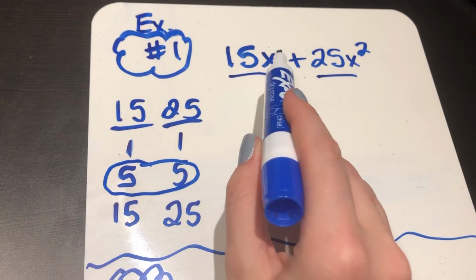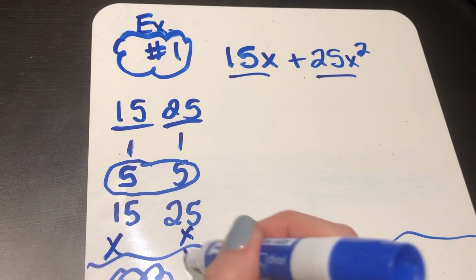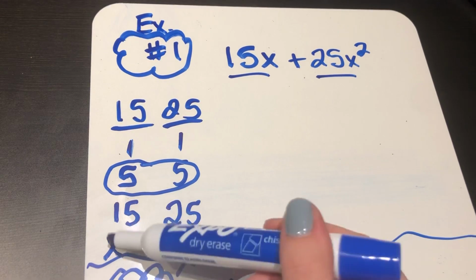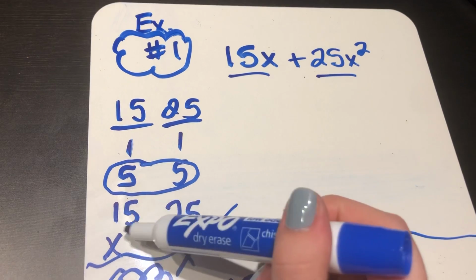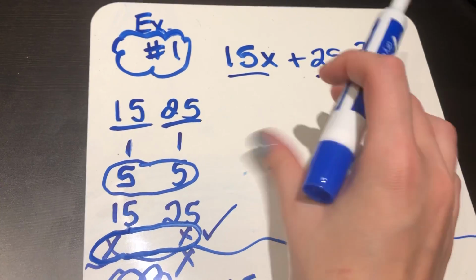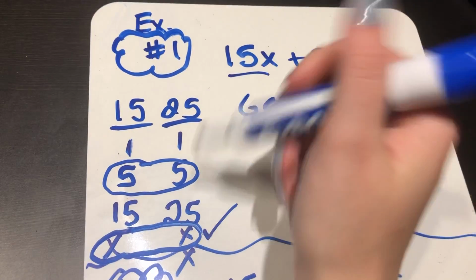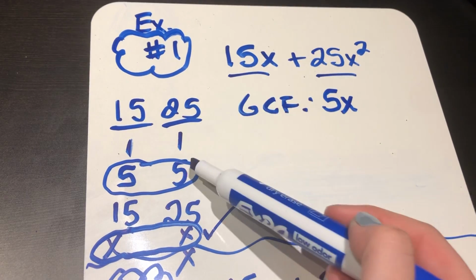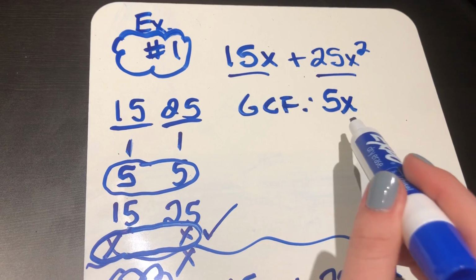Okay, now look at their x's. 15 has 1x, and 25 has 2. How many do they both have in common? Well, do they both have 1? Yes, they do. Do they both have 2? No. So they only have 1x in common. So the GCF is going to be 5x, because that's what they both have in common. They both have a 5 in common, they both have an x in common, so the GCF is 5x.